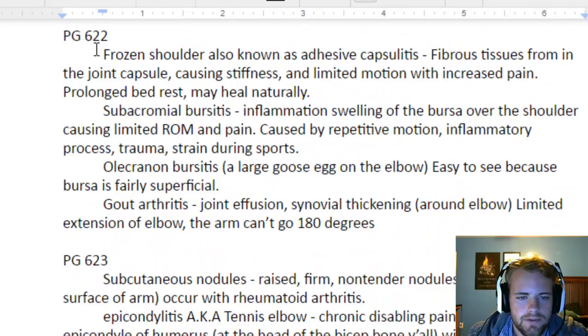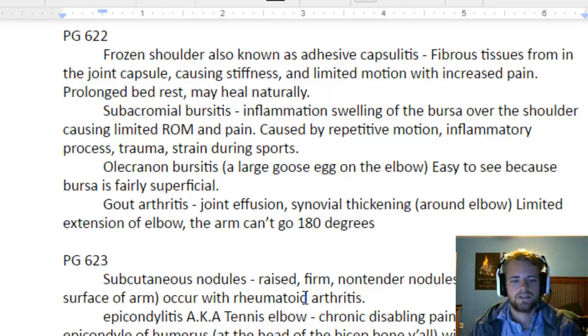Next we have page 622. Frozen shoulder, aka adhesive capsulitis, is fibrous tissue from the joint capsule causing stiffness and limited motion with increased pain. Prolonged bed rest causes this and may heal naturally.